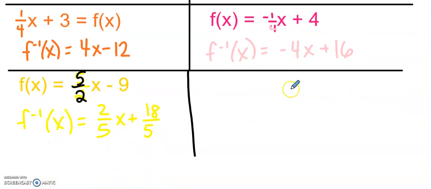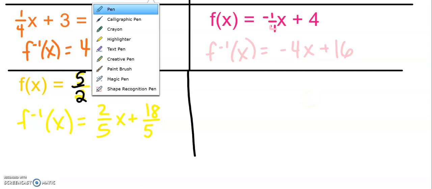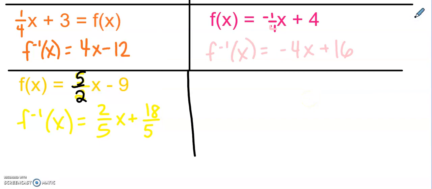And if you're saying, Ms. Schwartz, that looks like a reciprocal, you would be correct. Now be careful, because opposite reciprocal is perpendicular lines. Just straight up reciprocal is the slope of the inverse line at a given point.